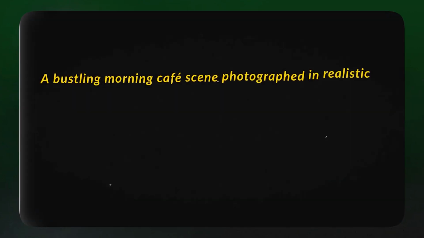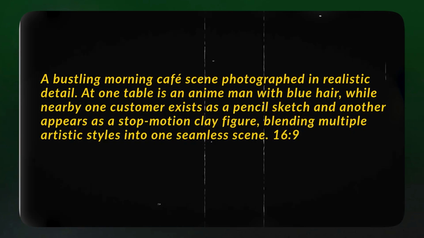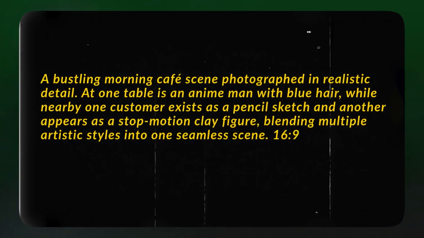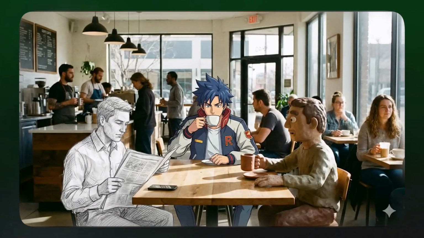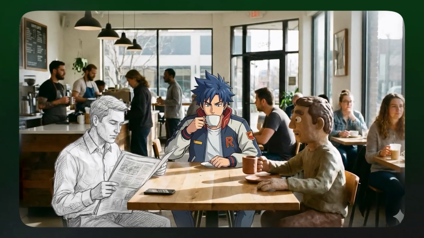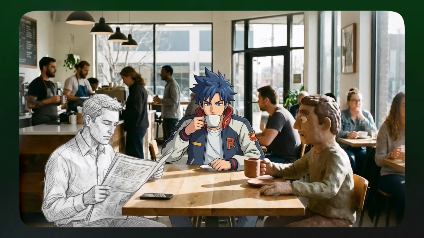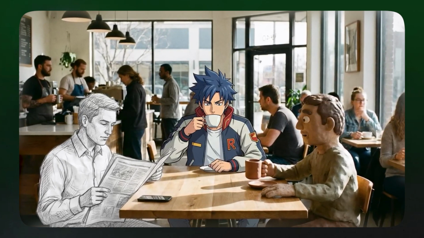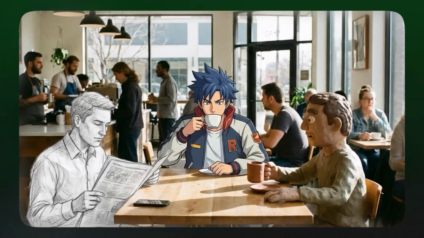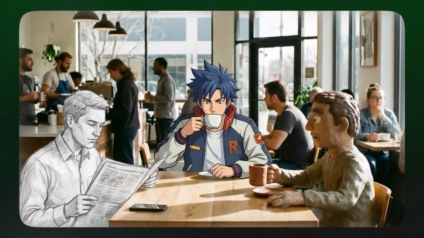Now watch this. With Nano Banana Pro, it's easy to combine different styles in a single image. If you use this prompt, Nano Banana Pro creates a realistic morning cafe scene, but here's the twist. One character appears as a full anime-style man, another customer exists as a hand-drawn pencil sketch, and another one appears as a stop-motion clay figure. All of them are placed inside the same realistic cafe scene, blending completely different art styles into one seamless image. This is one of those effects that instantly makes people ask, how did you even make this?